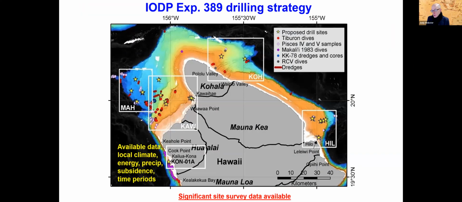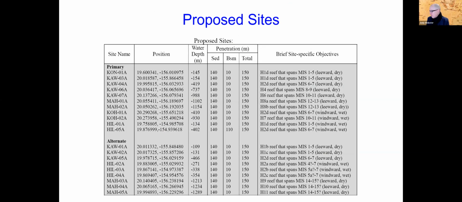So I'll just end it there. This is a site map where we have our main areas off Hilo, Kohala, Kauai, Mahukona, and Kona. There's a whole suite of proposed drill sites, primary sites and alternate sites, that look at a range of different depths and thus times, but also so-called wet and dry sides of the island. So this is part of the climatological aspects as well. And there's just a list here of the potential targets that are available. But I'll end it there, Dave, and hand it back to you.